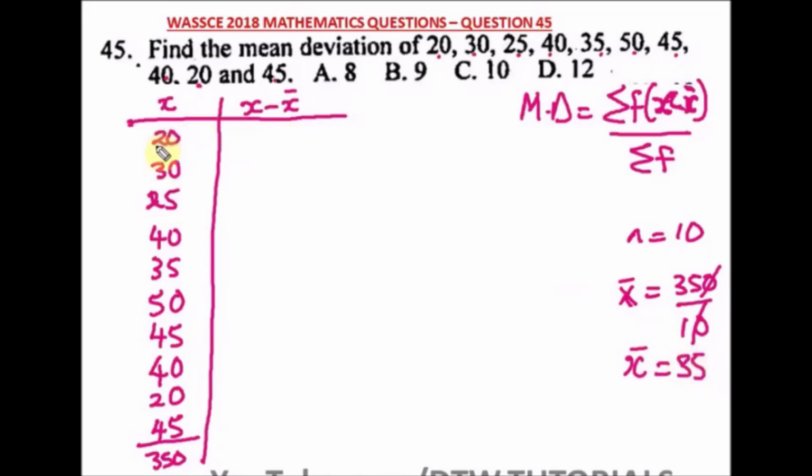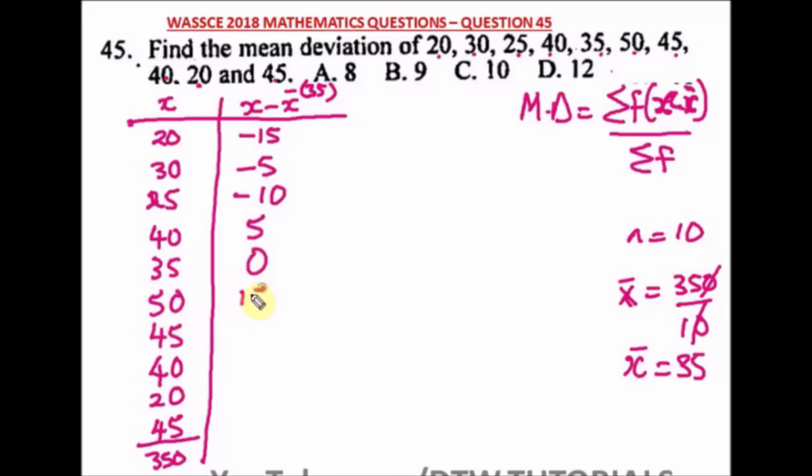So all we need to do now is say 20 minus 35. That will give us negative 15. Let me write this here so you still remember: x bar, which is our mean, is 35. So 30 minus 35 will give us minus 5. 25 minus 35 will give us minus 10. And 40 minus 35 will give us 5. 35 minus 35 will give us 0.